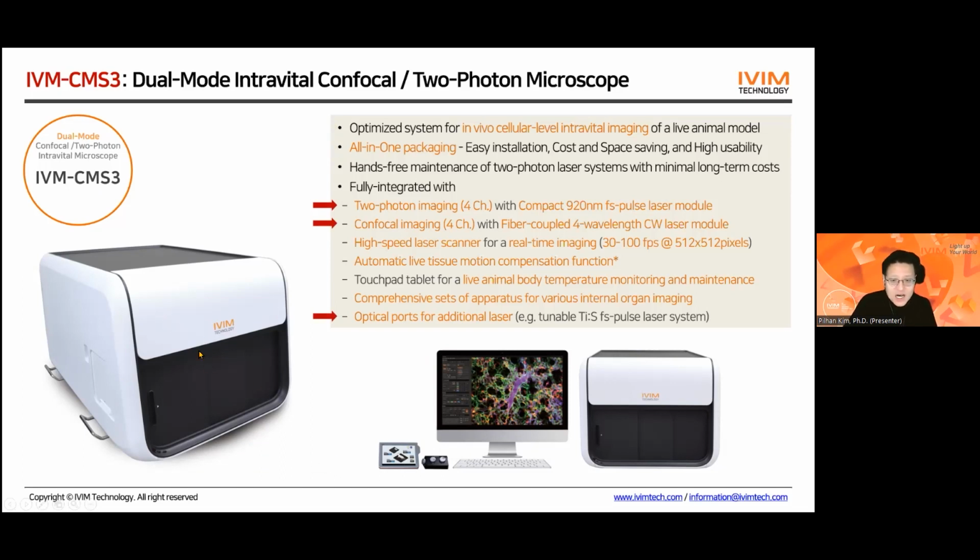And then inside this box, it's capable of 4-channel simultaneous two-photon imaging with a compact 920 nanometer femtosecond pulse laser module. In addition to that, we can also connect the conventional tunable titanium sapphire femtosecond pulse laser for two-photon imaging as well. So it has additional optical ports at the back of this box, so we can easily connect the conventional laser system as well.